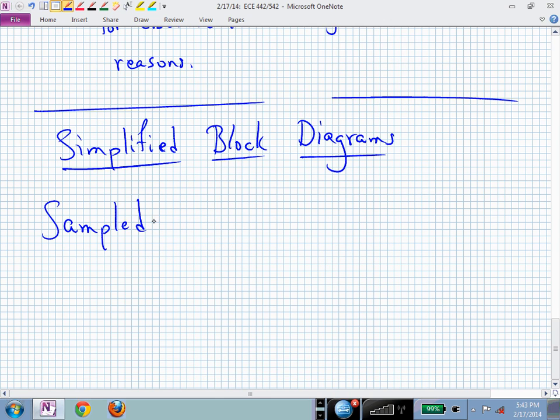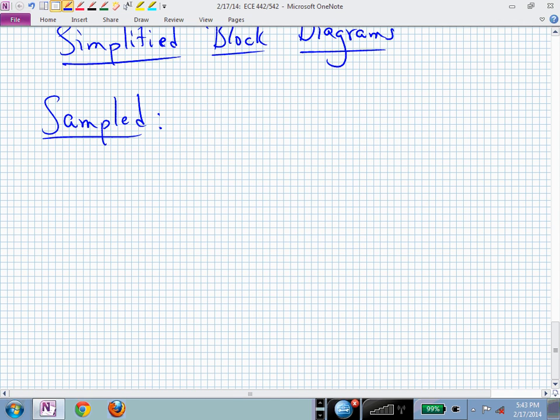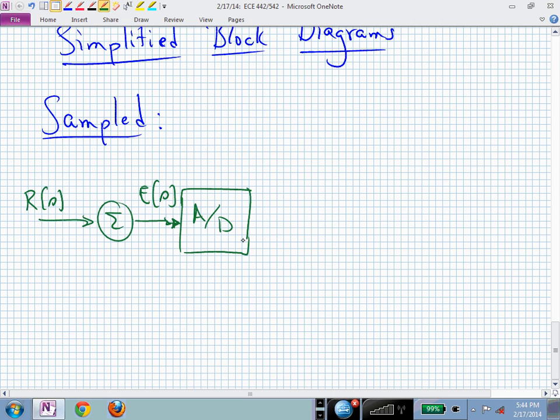The first one I'm going to suggest is what we'll say is a sampled system. Let's say that we now have our reference signal that's maybe analog still, and it creates an analog error, E of S, but now we want to actually sample that error signal, or we want to convert from analog to digital. So we put it into an A to D converter.